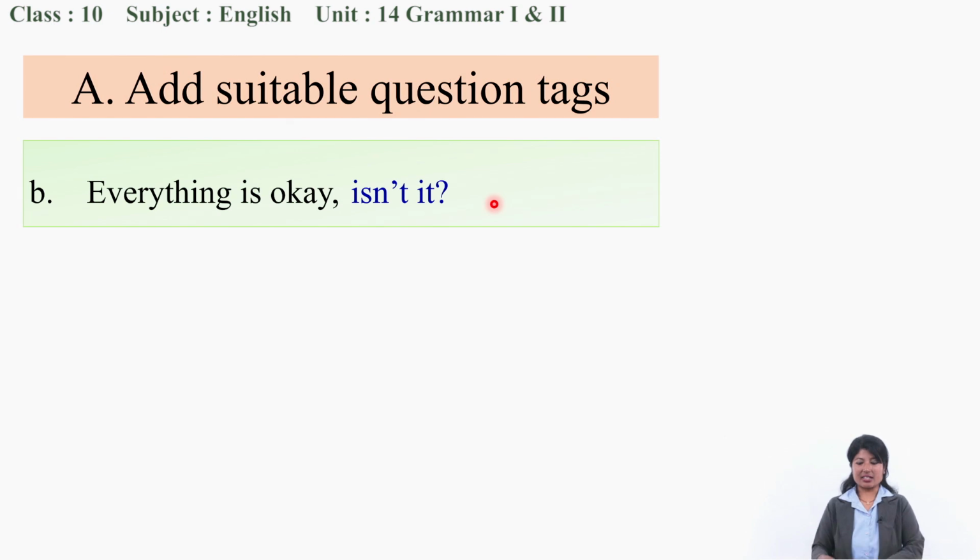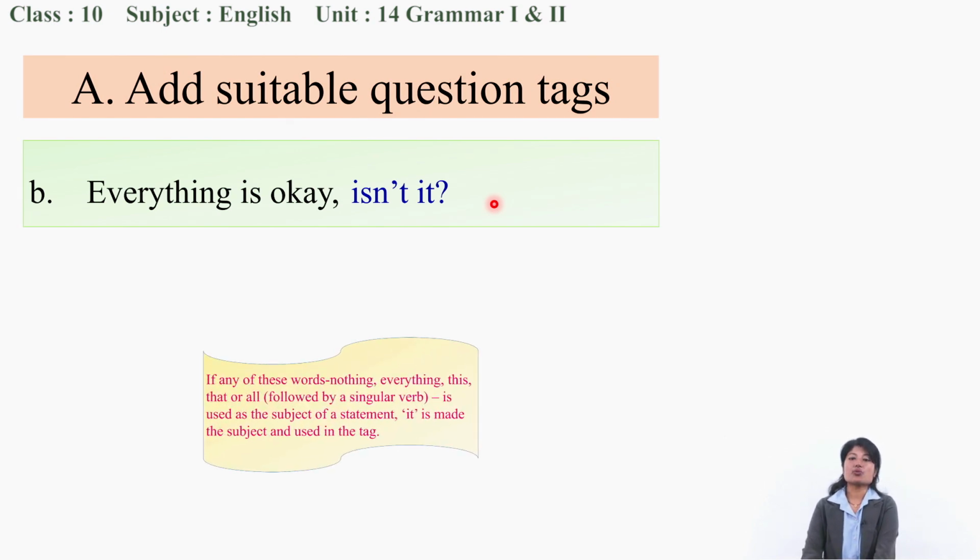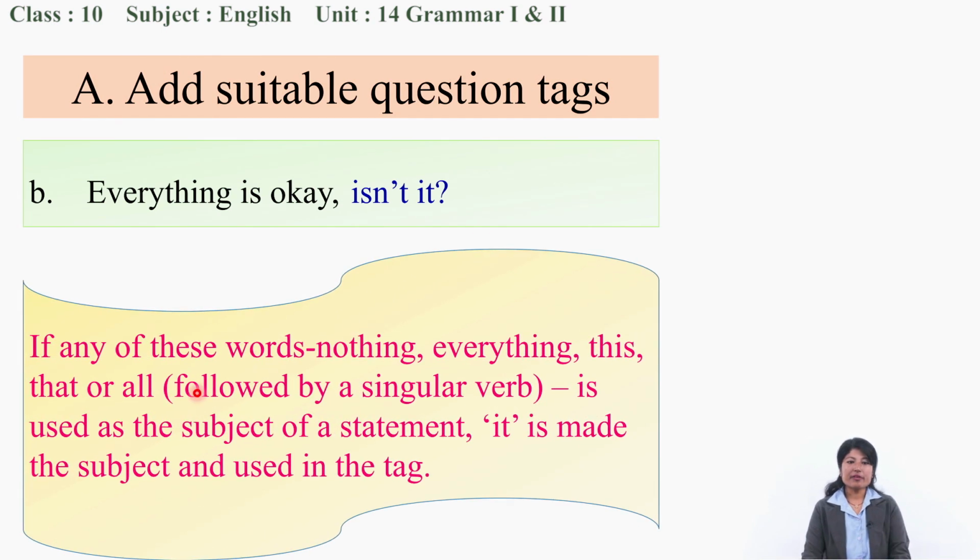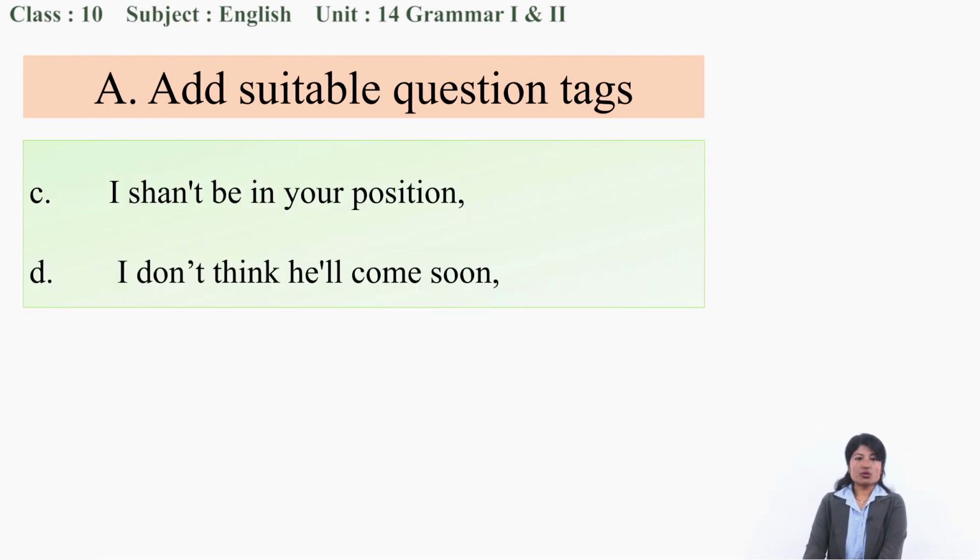Isn't it? Okay. So in this case, what we can discuss is if any of these words, nothing, everything, this, that, or all, is followed by a singular verb, then it is used as the subject of the statement. It is made the subject and used in the tag, isn't it? Okay. Then we go to next.